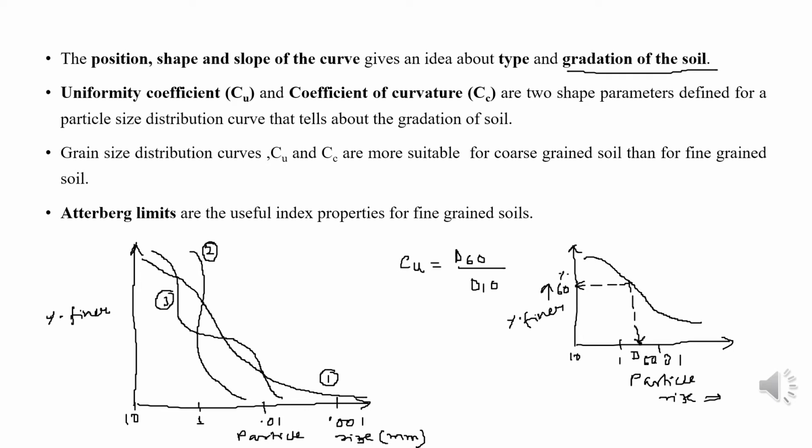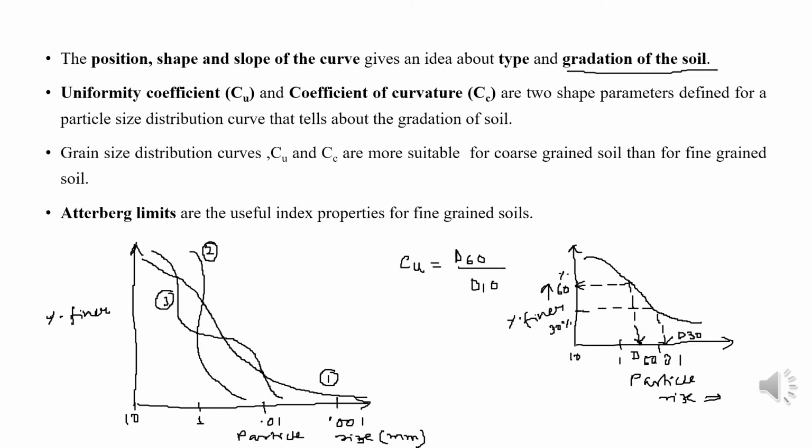Now what is my D30? So see, D30 is the particle size corresponding to 30% finer. So if we draw on the curve, 30% we take in the y-axis and we take the corresponding point on the x-axis. So this is my D30. That is, 30% of my particles are finer than this size.